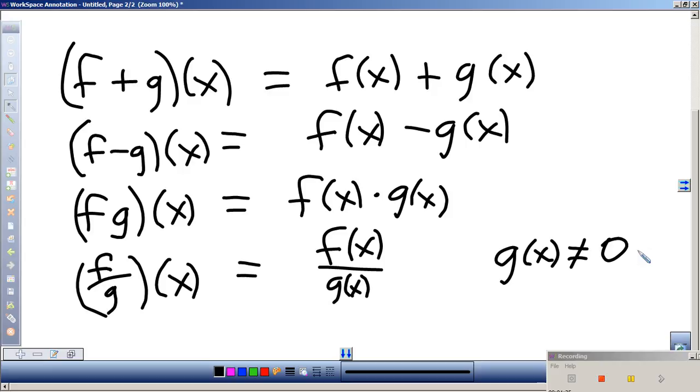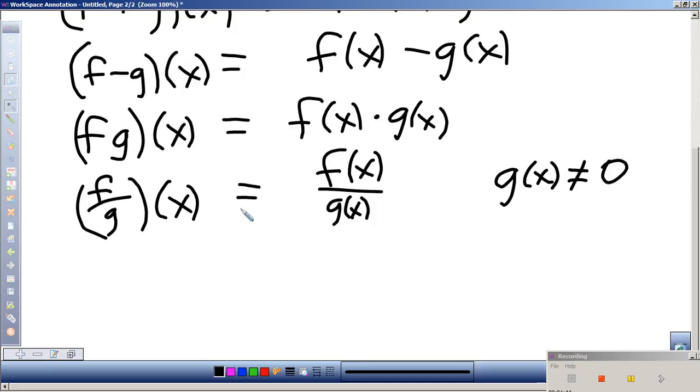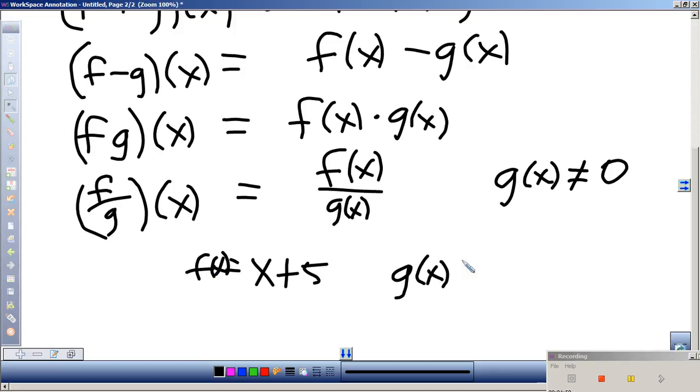What if we had this one, f(x) equals x plus 5, g(x) equals x. If we did f divided by g of x, we have (x + 5) over x. Where is the problem point? At 0. So we have to say that g cannot equal 0, because then we have a problem.